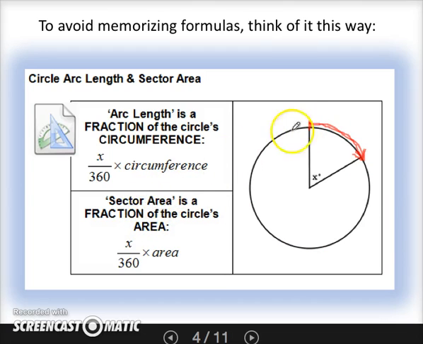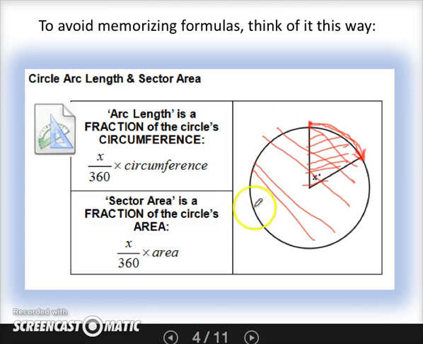Similarly, the sector area is a fraction of the circle's area. So this shaded region is just a fraction of the area of the entire circle. And if we can find out what that fraction is, we can multiply it by the area to get the area of this sector.